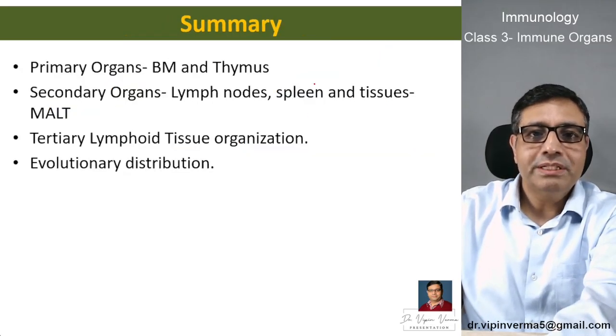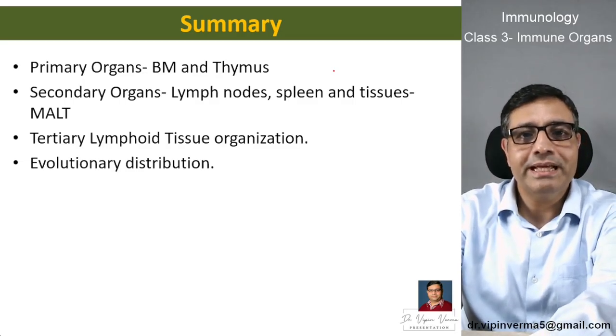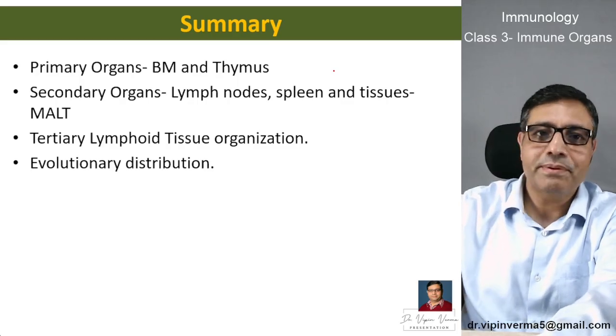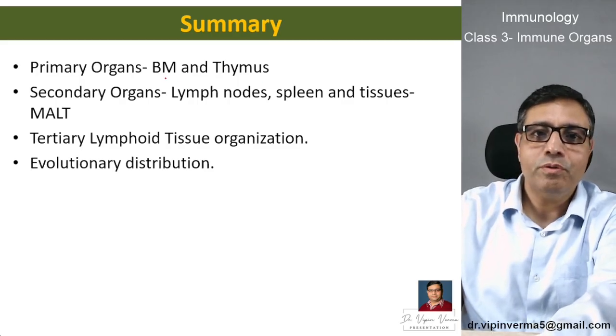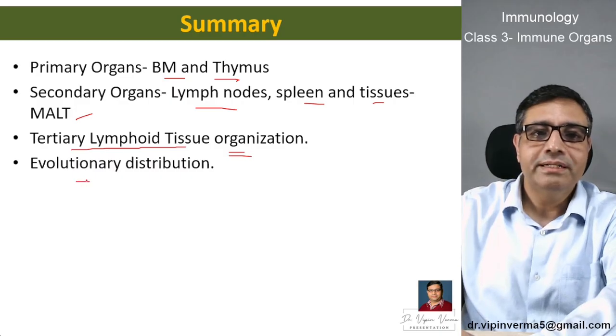Now we are closing the discussion for the class today, so let us summarize what we have discussed. We discussed the primary organs, which are the bone marrow and thymus. We discussed the secondary organs: lymph nodes, spleen and tissue like MALT. We also discussed the tertiary lymphoid tissue organization, how it is made and established, and some evolutionary distribution.